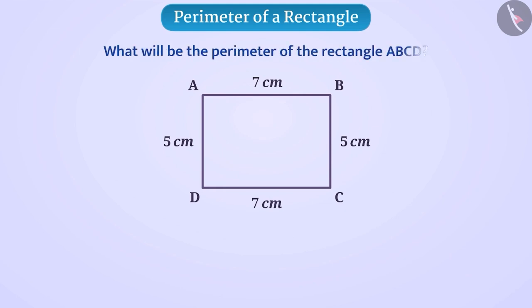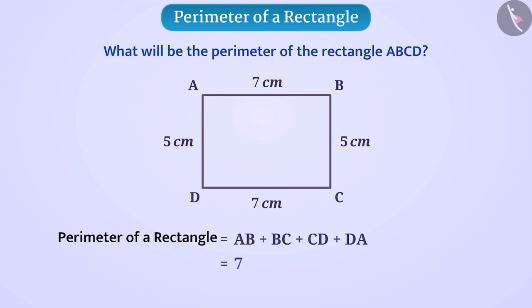You got it right. To find the perimeter of the rectangle, we will have to sum the length of all four of its sides. Hence, the perimeter of the rectangle is equal to AB plus BC plus CD plus DA, which is equal to 7 cm plus 5 cm plus 7 cm plus 5 cm, which is equal to 24 cm.